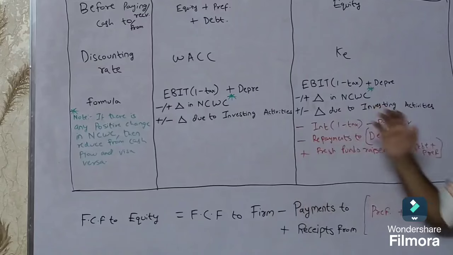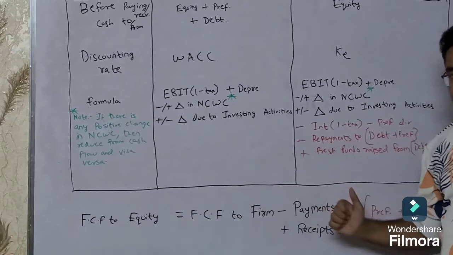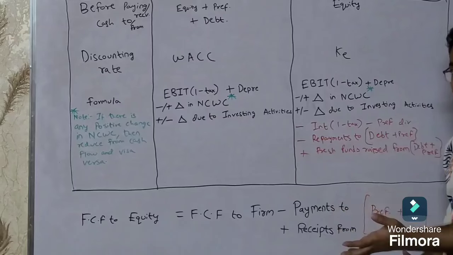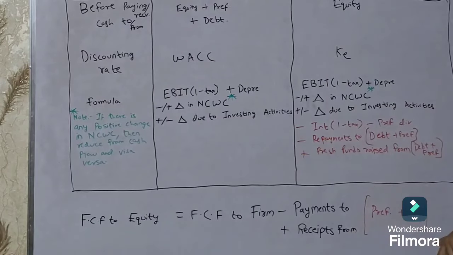See, this is the comparison. Free cash flow to equity equals free cash flow to firm minus payments made and receipts from preference and debt.